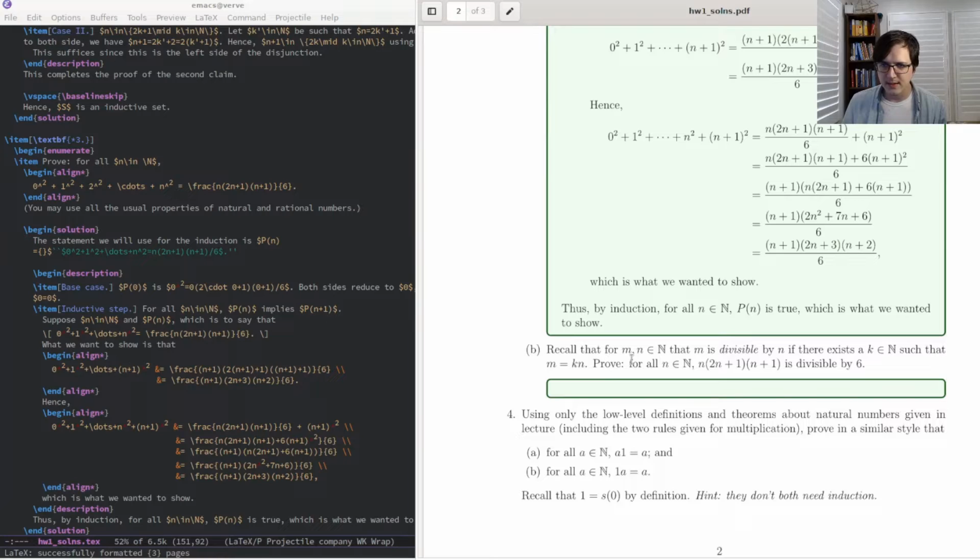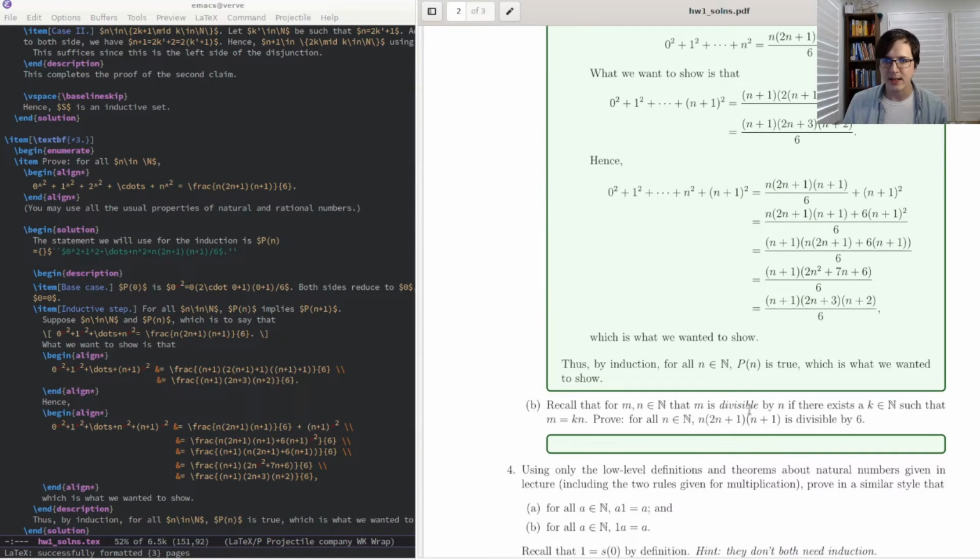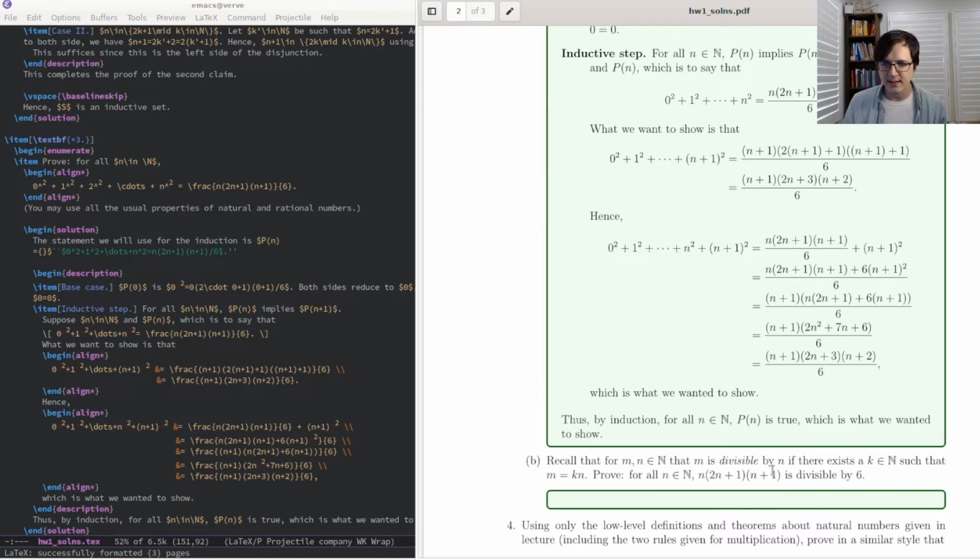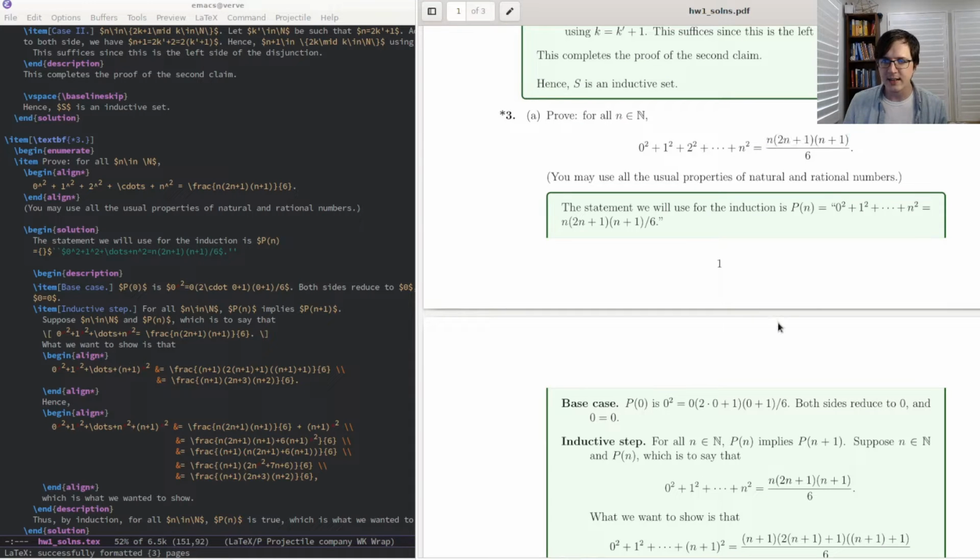So the next problem is divisibility. The problem defines it: m is divisible by n, or n divides m, if there's some integer k, or natural number k, such that n times k is m. So we want to show that for all n, this polynomial is divisible by 6. One way we could do this is directly, using some algebraic manipulation like in this problem. However, this polynomial is the top of this right here.